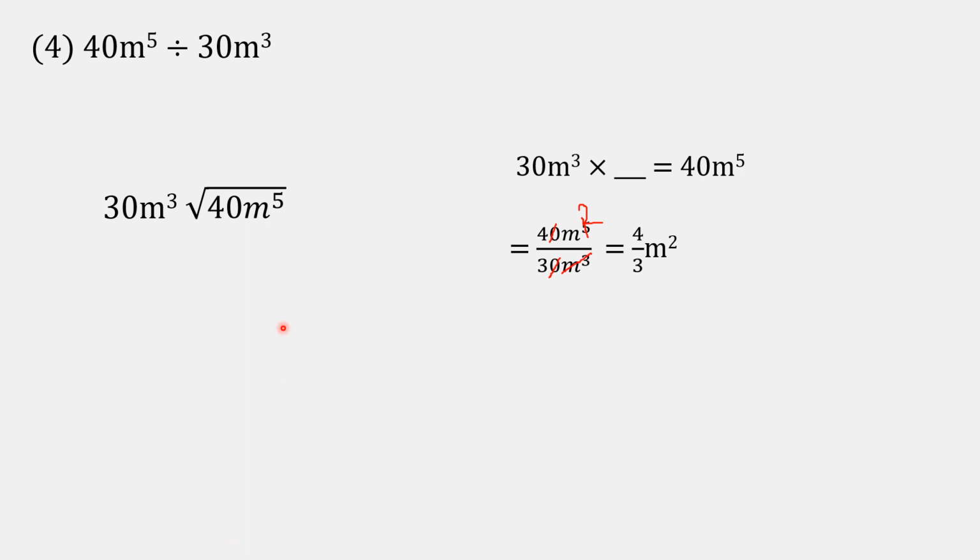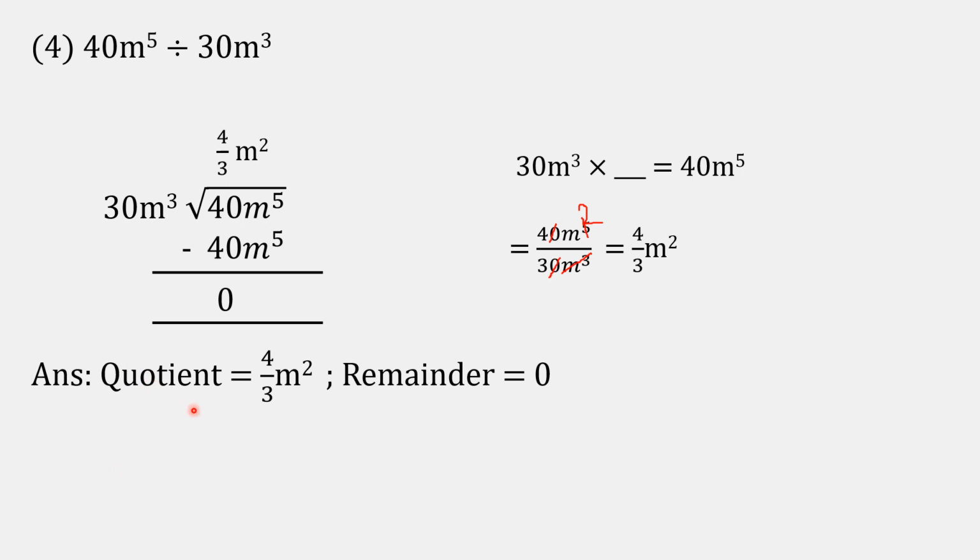So student, in your quotient part, you will write 4 upon 3m square. Then below that, you'll write 40m raised to 5, and then you'll do subtraction, so the sign will be minus. Both the terms will get cancelled, students, because 40m raised to 5 minus 40m raised to 5 gives 0. So here you got remainder 0. So the final answer, student, you will write: quotient is equal to 4 upon 3m square and remainder equal to 0.